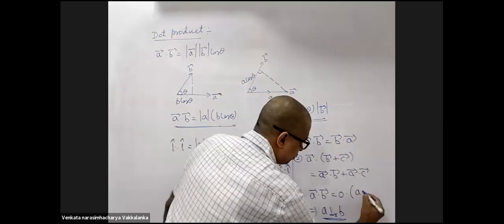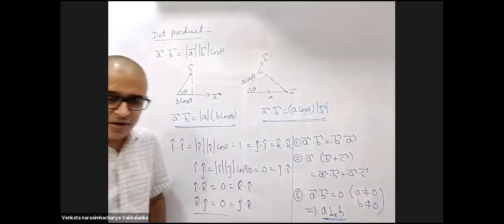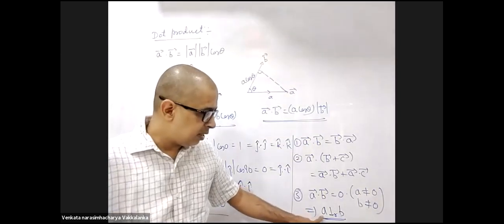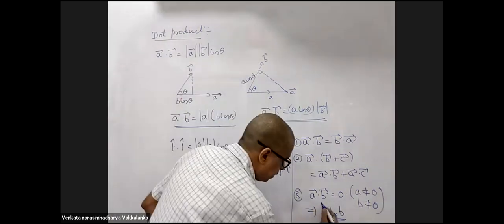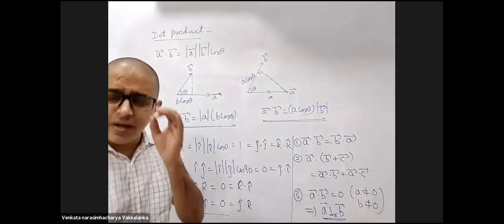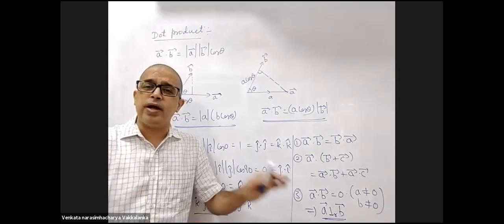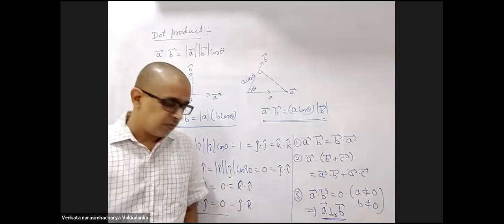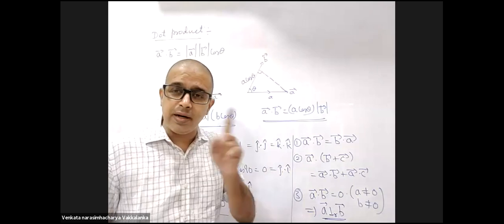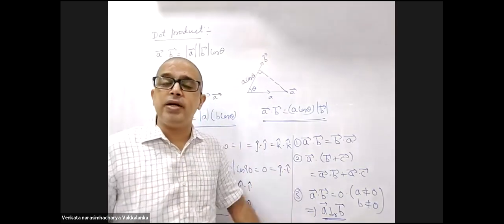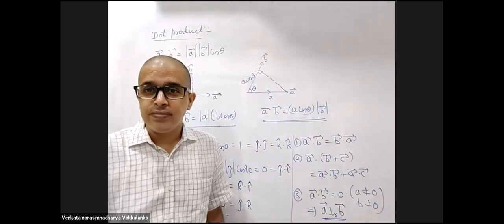A dot B is 0, A is not equal to 0, B is not equal to 0 is given. Then what will the consequence be? A is perpendicular to B. Hereafter, whenever we want to prove that two vectors are perpendicular, take the dot product and equate it to 0. This will be used extensively in physics.